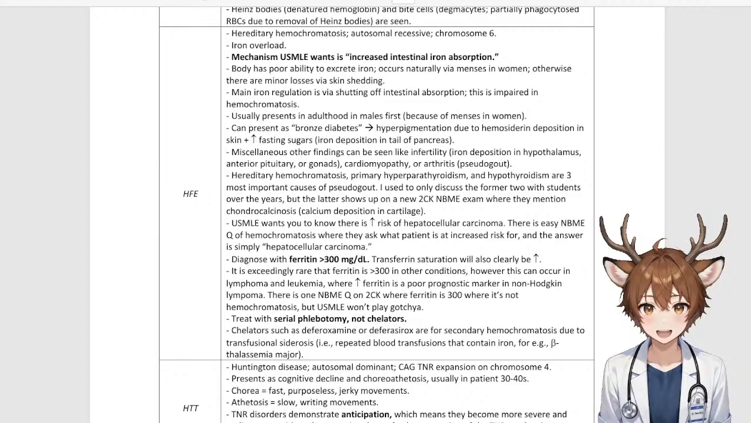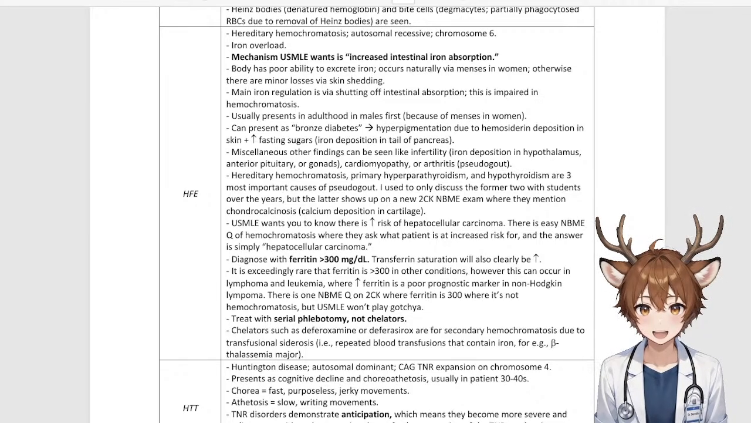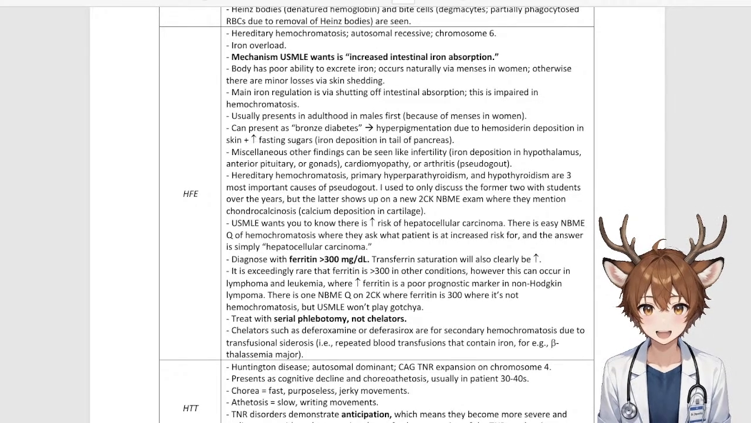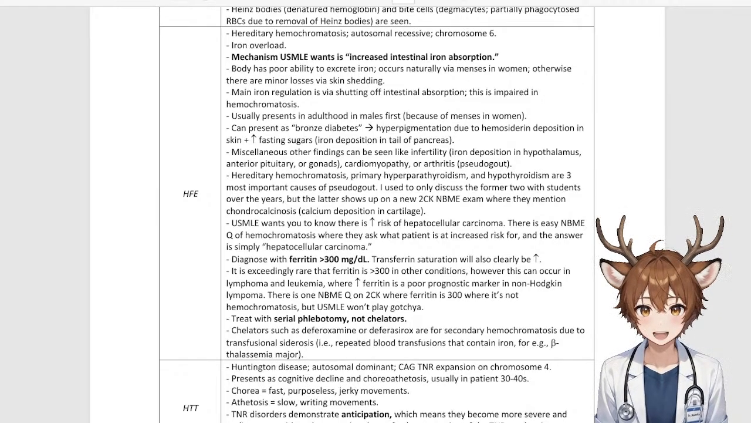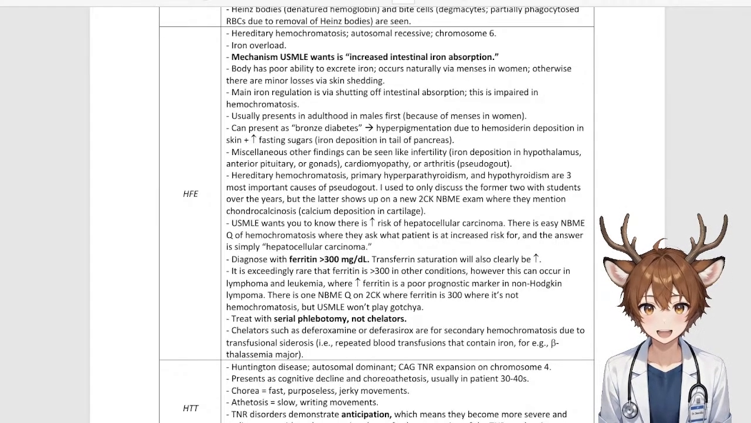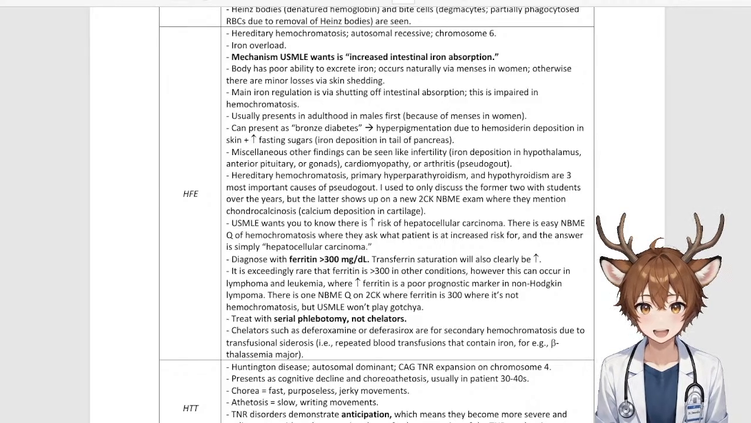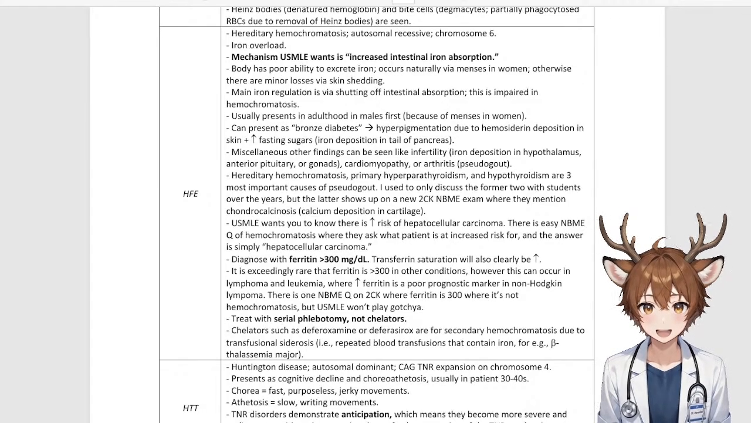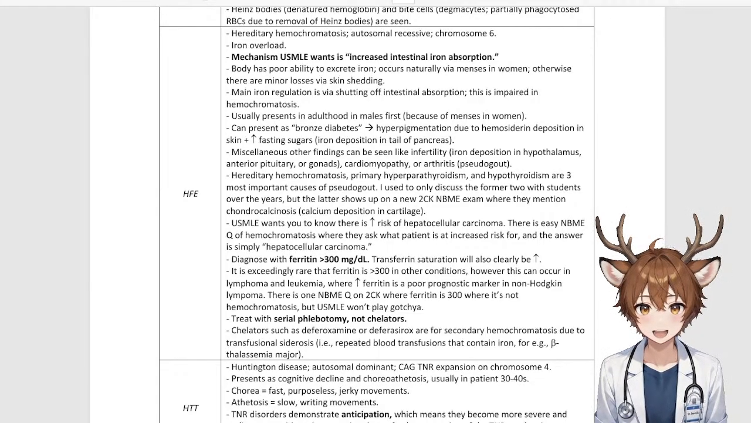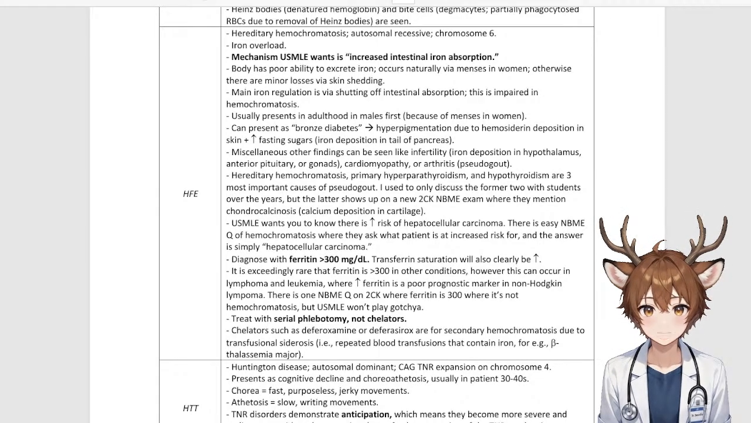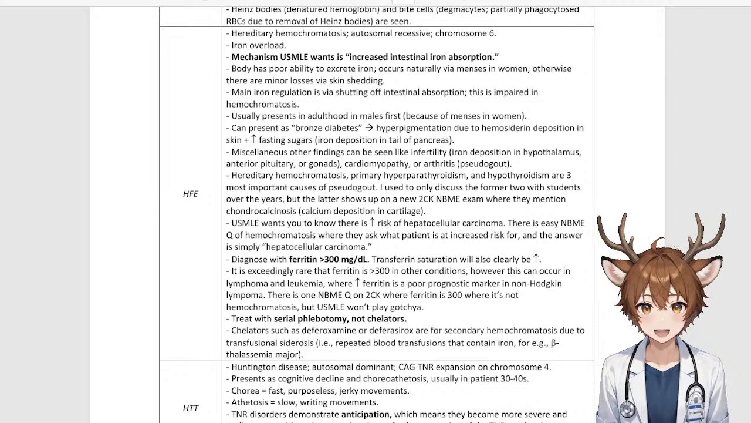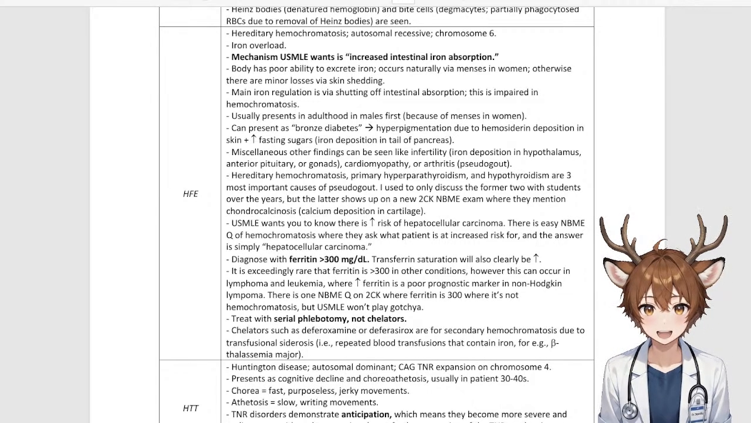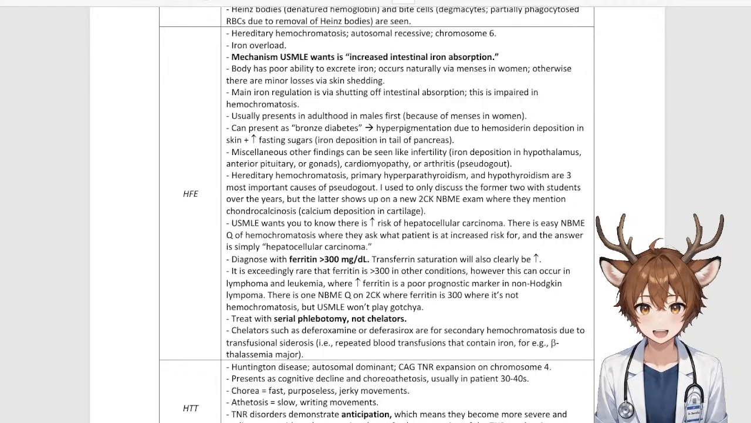Diagnosed with ferritin greater than 300 mg/dL, transferrin saturation will also be clearly elevated. It is exceedingly rare that the ferritin is greater than 300 in other conditions. However, this can occur in lymphoma and leukemia, where the elevated ferritin is a poor prognostic marker in non-Hodgkin lymphoma. There is one NBME question on 2CK where the ferritin is 300 and it's not hemochromatosis, but the USMLE won't play gotcha. Again, typically it will be hereditary hemochromatosis.